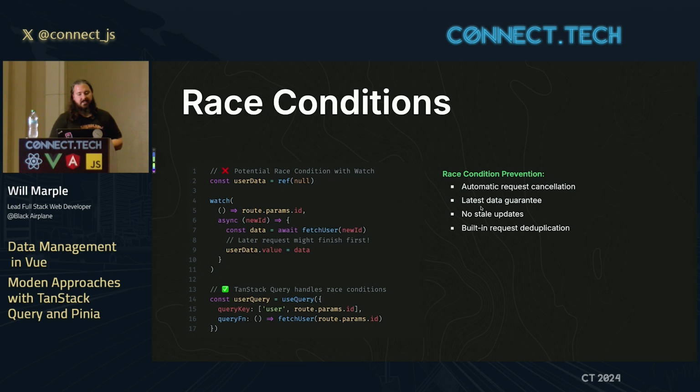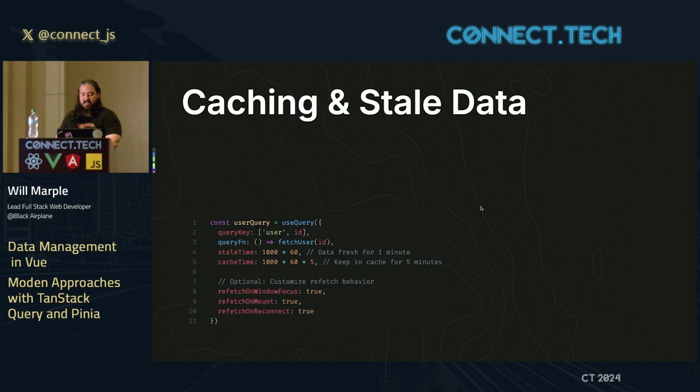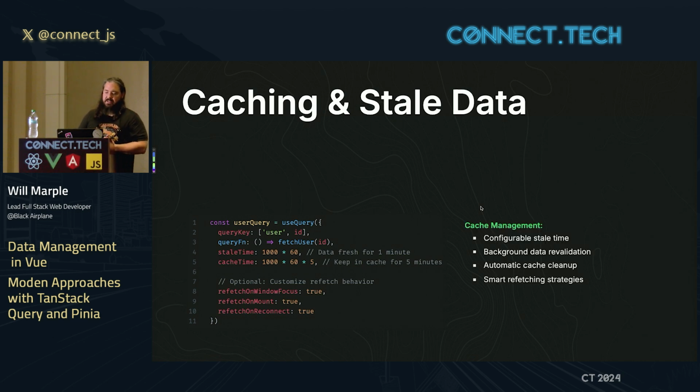automatic request cancellation, latest data guarantee, no stale updates, built-in request deduplication. Out of the box, free, don't have to think about it. Five o'clock rule. Caching and stale data. Configurable stale time, background data revalidation, automatic cache cleanup, smart refetching strategies. This is very approachable. It does a lot of stuff for you for free, automated. Again, five o'clock rule, don't have to think about it.